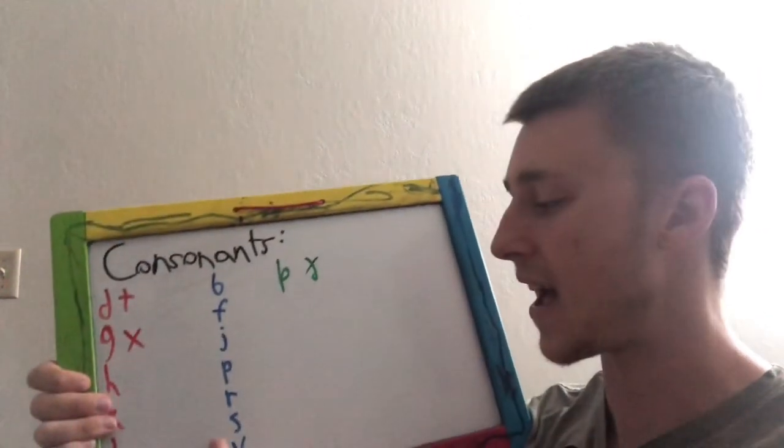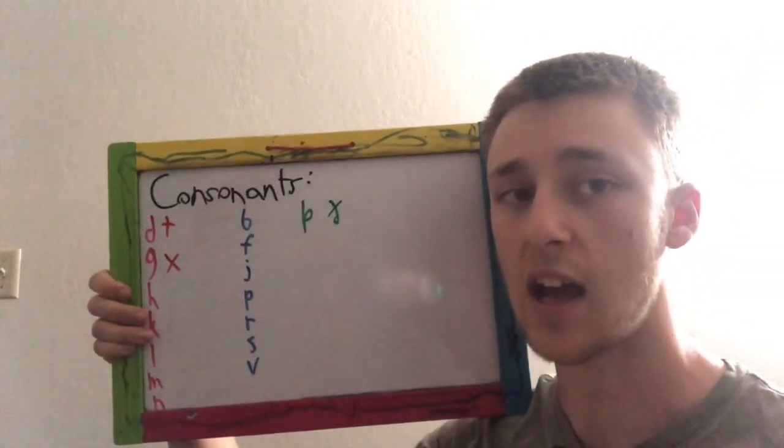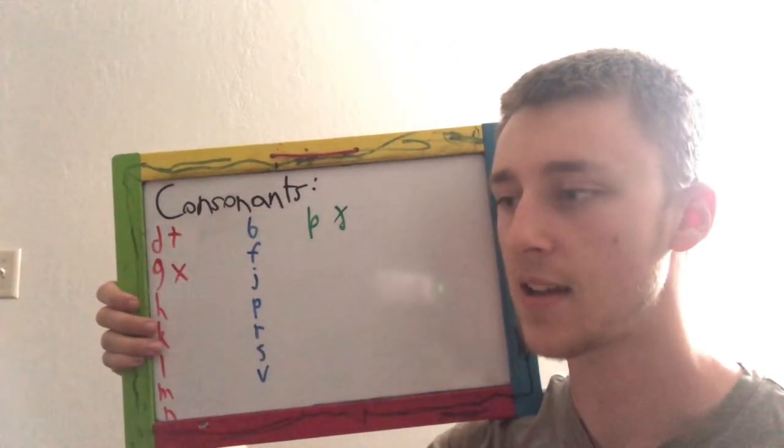S is retracted. So it's not s, like a hissing snake, but it's more like a whispering snail. It's more like a sh, but it's not quite a sh. It's just a little bit before sh. So you have like s, sh, something like that.